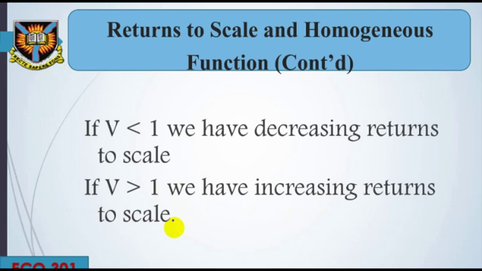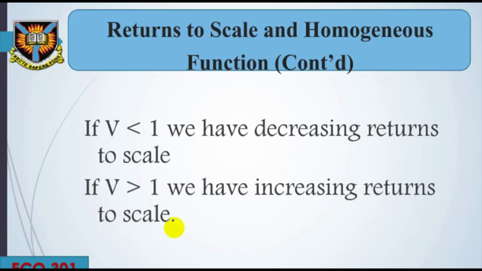Example: suppose we have the production function Q = 2x + 3y. Then Q = 2(vx) + 3(vy), so Q = v(Q). Since v is equal to 1, we have constant returns to scale.